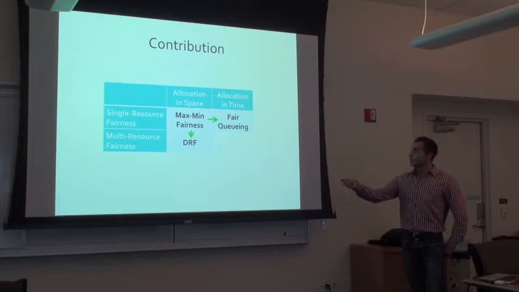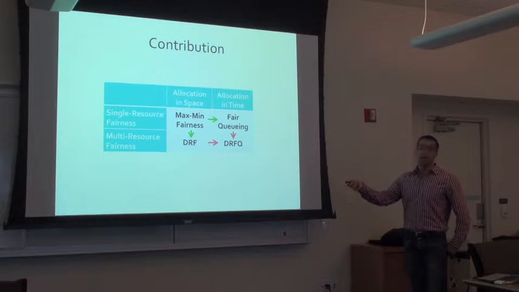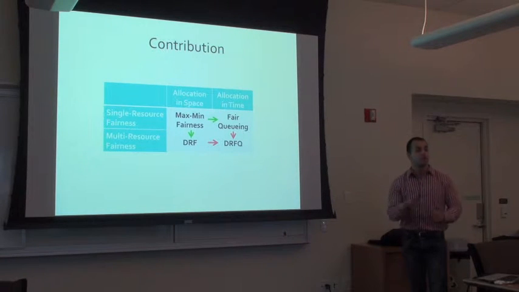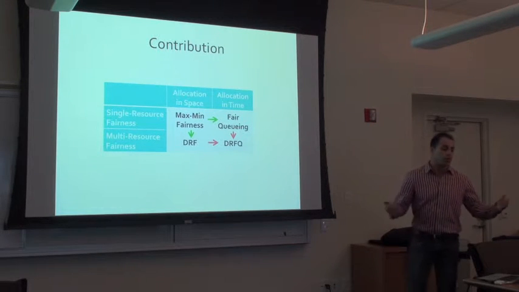So what we're doing in this talk is this box here, which is that we want to generalize these two. So we want to generalize DRF so that we can do it in time, so we have a dynamic system, so that we can multiplex packets to achieve these DRF allocations in time. We also want to generalize fair queuing so that we can do fair queuing on multiple resources.